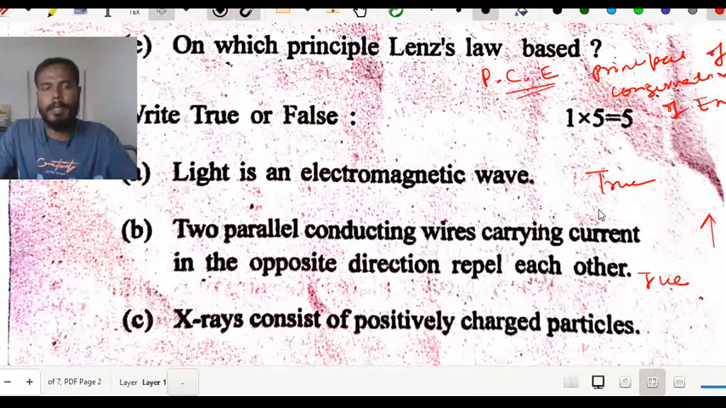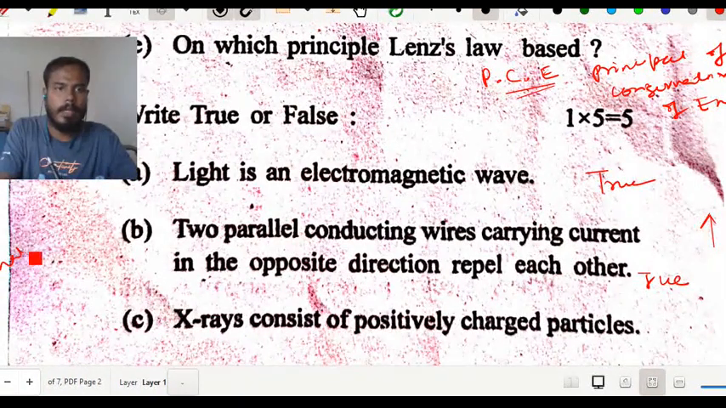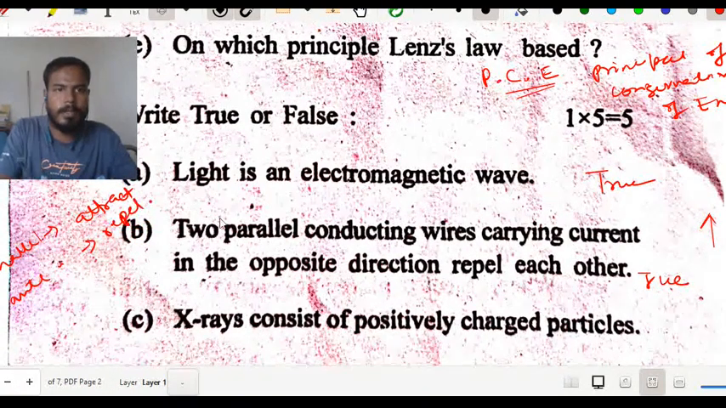You should remember that if the direction is parallel, they will attract. And if it is anti-parallel, in the opposite direction, they will repel.